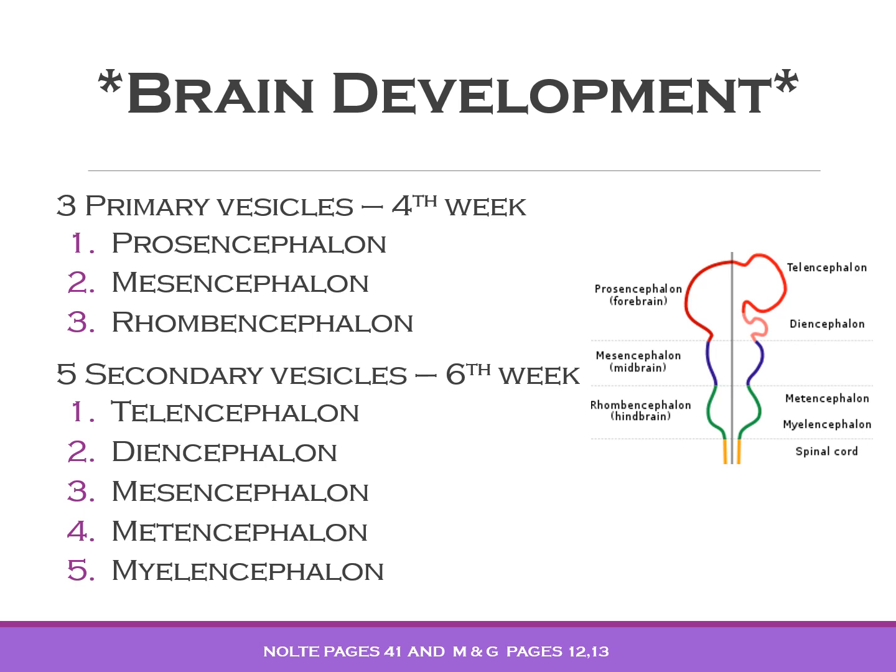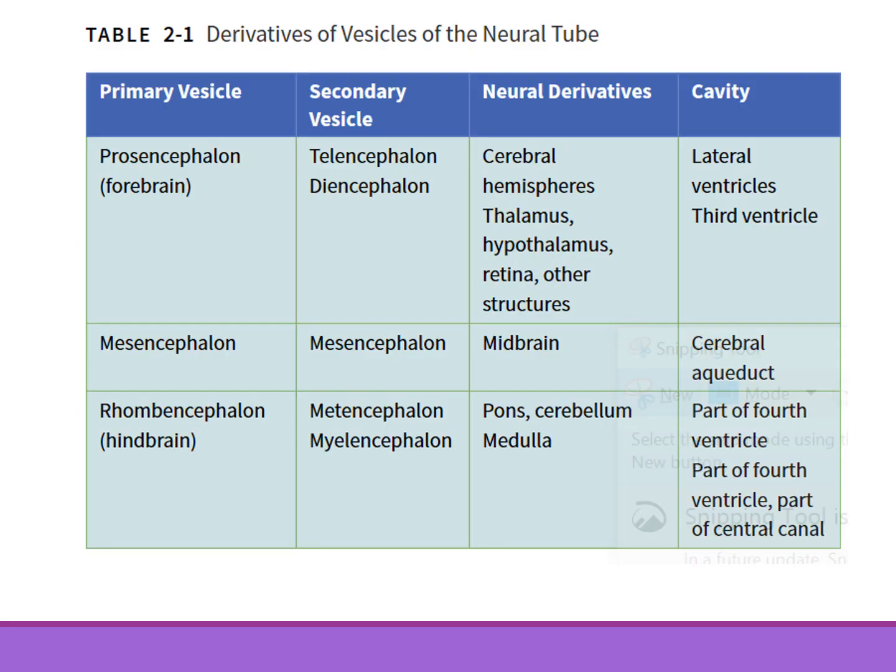Okay, so note that those are easy test questions. Which of the primary vesicles doesn't differentiate out? Mesencephalon. And then we call it metencephalon and myelencephalon. So when you see myelo, that usually means bone marrow or cord. Okay? So deep within is what that's talking about. You could see this on Nolte page 41 and Manter and Gatz pages 12 and 13. It's confusing at first, but you do it a couple times and you get it, and then you'll get those test questions right. They're easy test questions once you get it down.